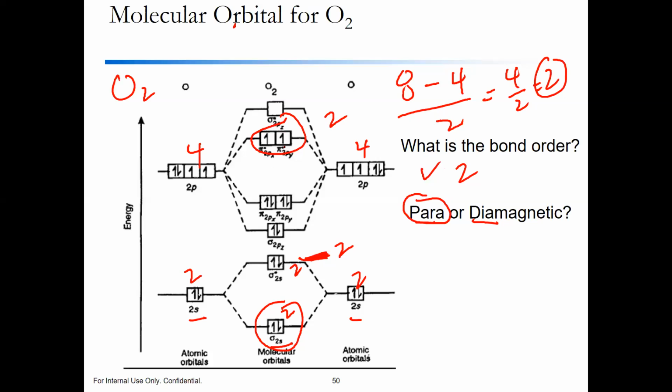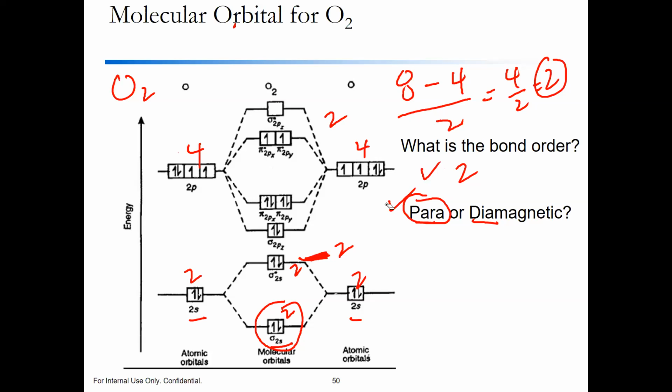It predicts that oxygen is magnetic or paramagnetic, and that's what we see in real life. So this model predicts the bond order and predicts it is magnetic, which Lewis structure, octet rule, valence bond theory, and hybridization cannot predict. So this molecular orbital theory predicts it is magnetic.